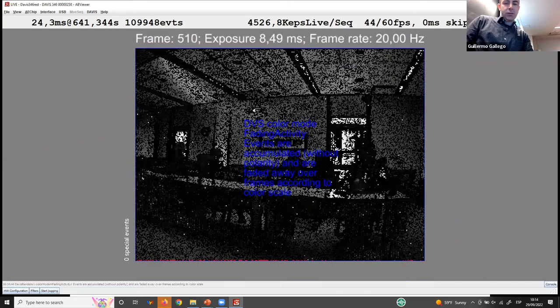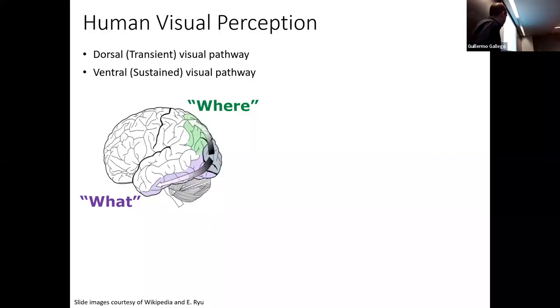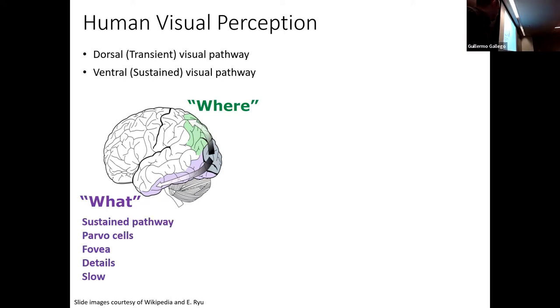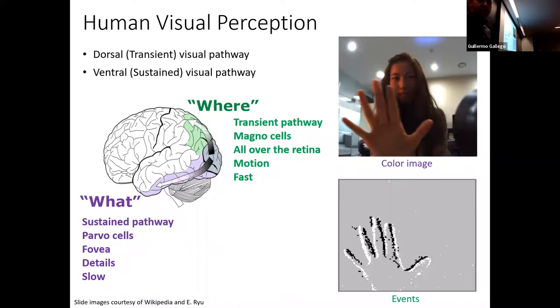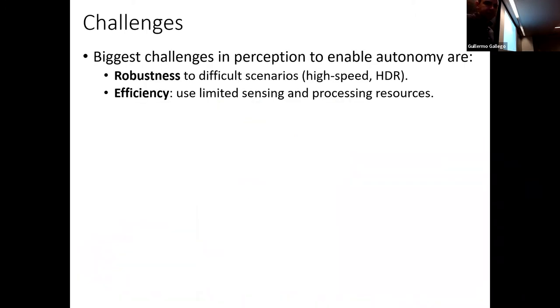This device is inspired by the two-stream hypothesis, which says that when the visual input comes to the back of the brain, it splits into two. One is the what pathway and the other is the where pathway. The what has parvo cells mostly at the fovea and is in charge of details, and it's slow, whereas the where pathway has magno cells all over the retina and is in charge of motion. Because they are big cells, they collect light very quickly and they are very fast. And these are the two outputs.